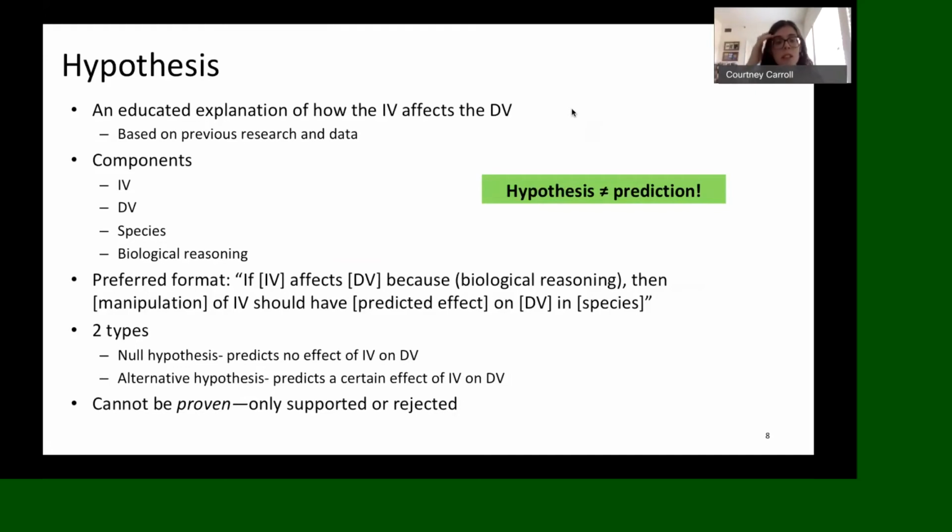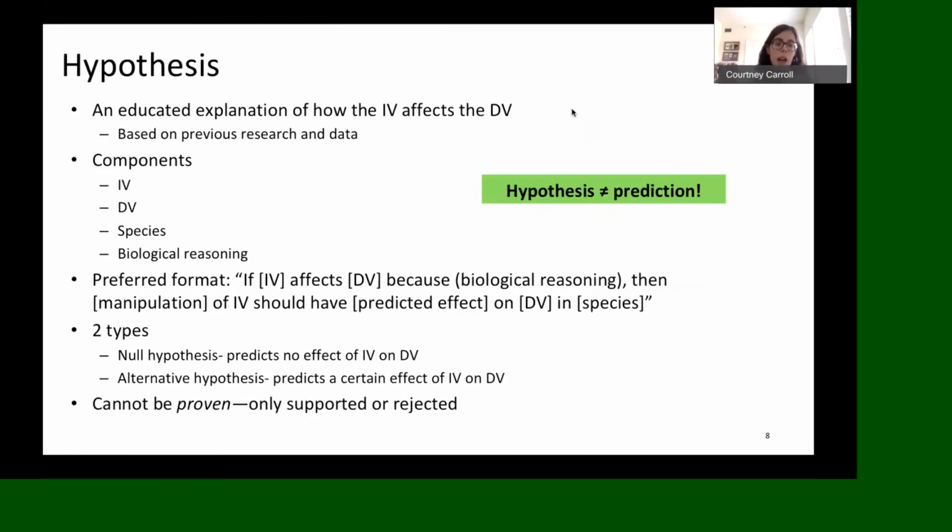So if salinity of water affects plant growth because of, I'm not a botanist, but some sort of botany reason that you got from your literature review, then increasing the salinity should have some sort of predicted effect, should increase the growth of tomato plants. Okay, so you want to follow that format.